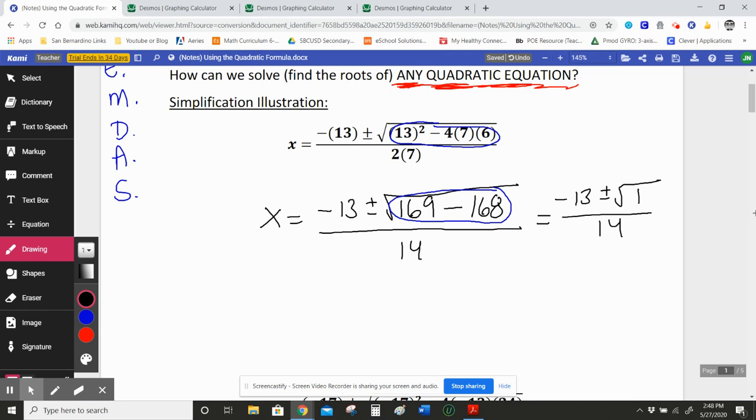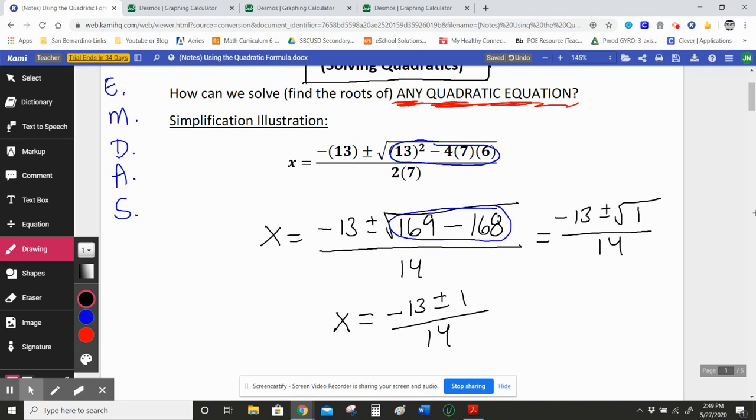So if you can simplify this, you basically have solved the quadratic equation and found the solutions for whatever equation this was from. So the value of x would be equal to negative 13. The square root of 1 is just 1, right? So it's going to be negative 13 plus or minus 1, and then all divided by 14. So when we split it up into two equations, my two values of x are going to be split up as negative 13 plus 1 divided by 14, and then negative 13 minus 1 divided by 14.